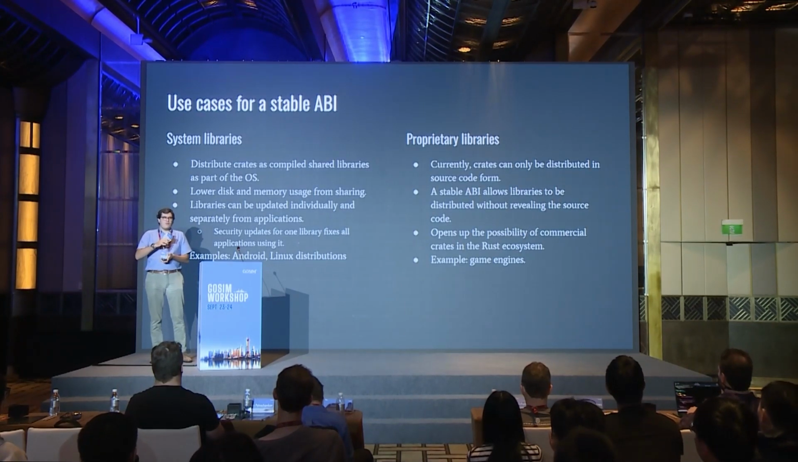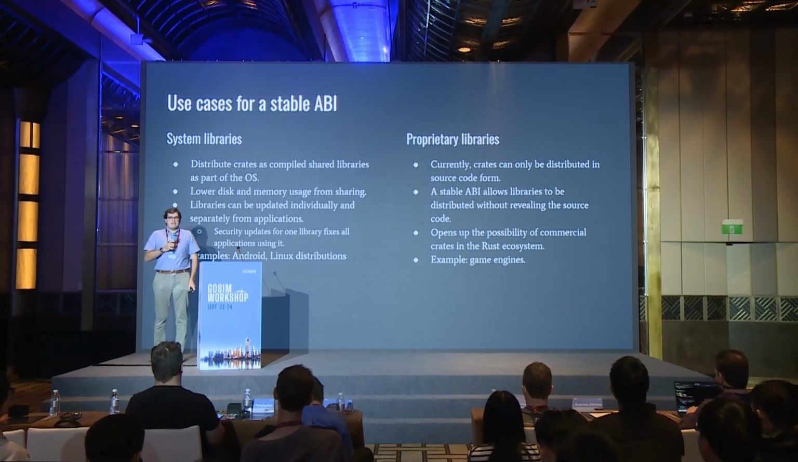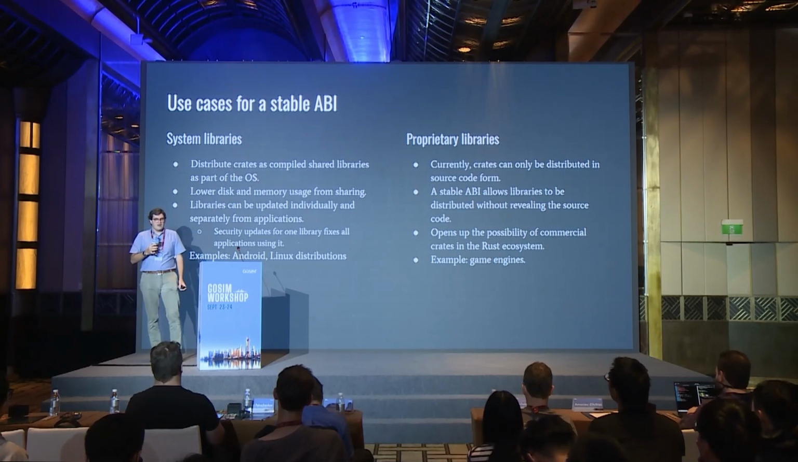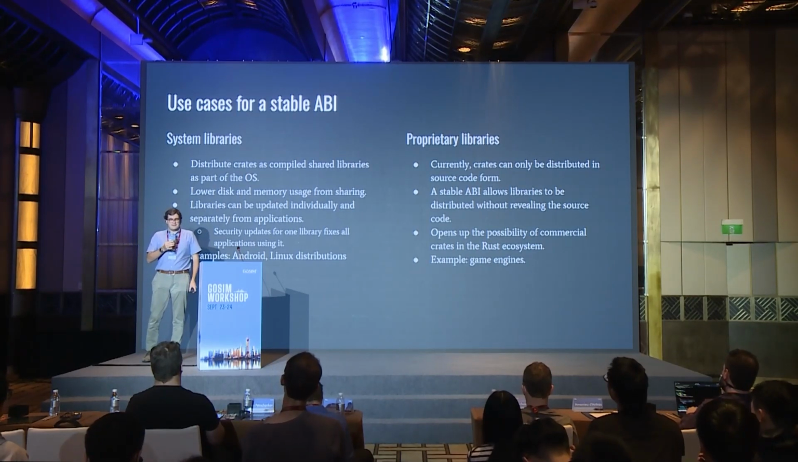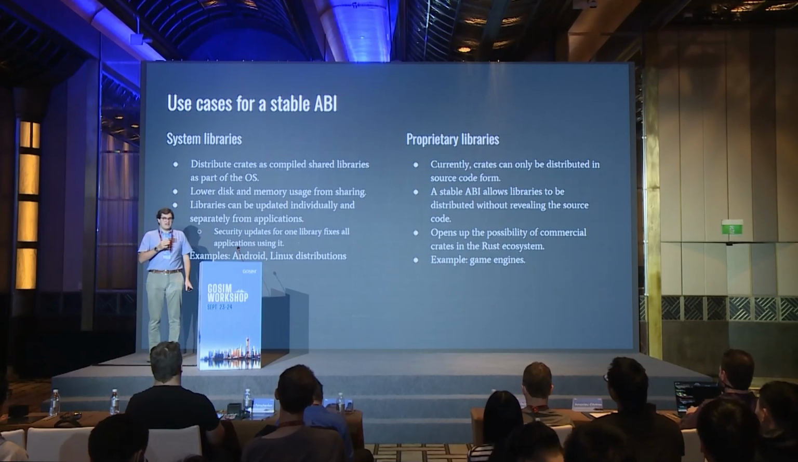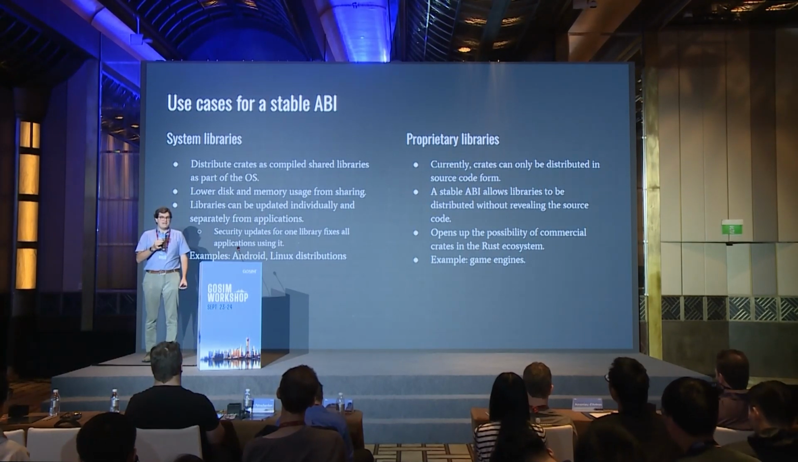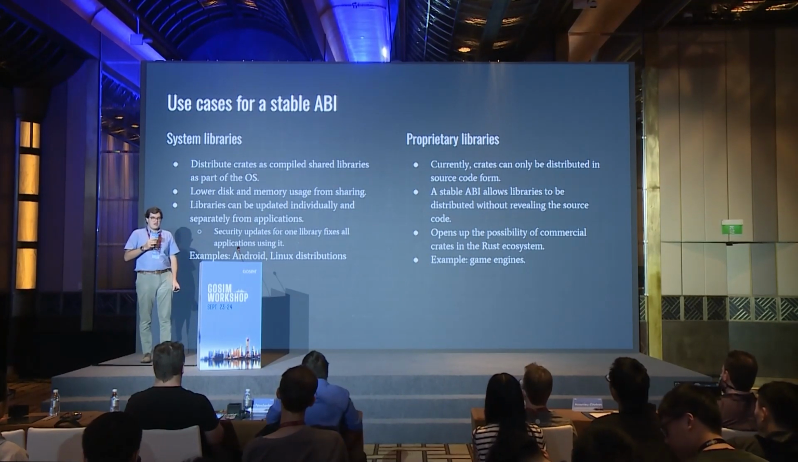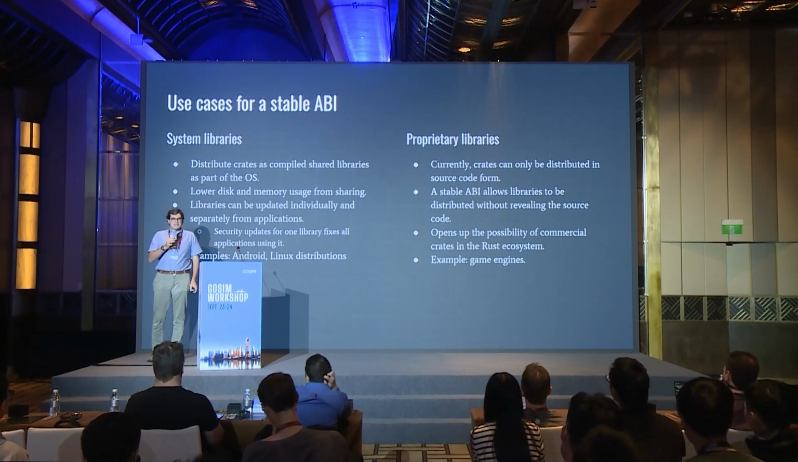So why is it important to have a stable ABI? Well, let's consider some use cases. If we had a stable ABI, we could distribute compiled Rust libraries as part of an operating system. In this situation, the individual applications don't need to include their own copy of these libraries, for example, the Rust standard library. The different libraries can be updated individually from the application, which is important for security updates. If you have a security issue in one library, you just update that one library, and all of the applications using it are automatically updated.